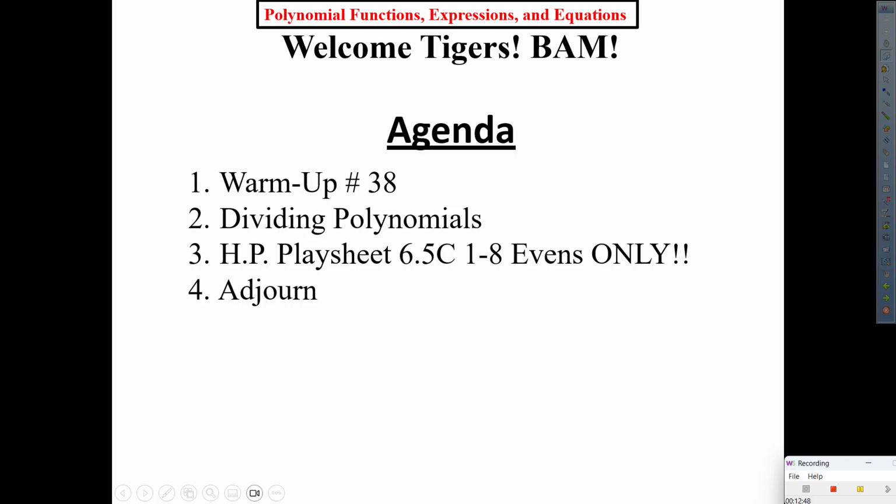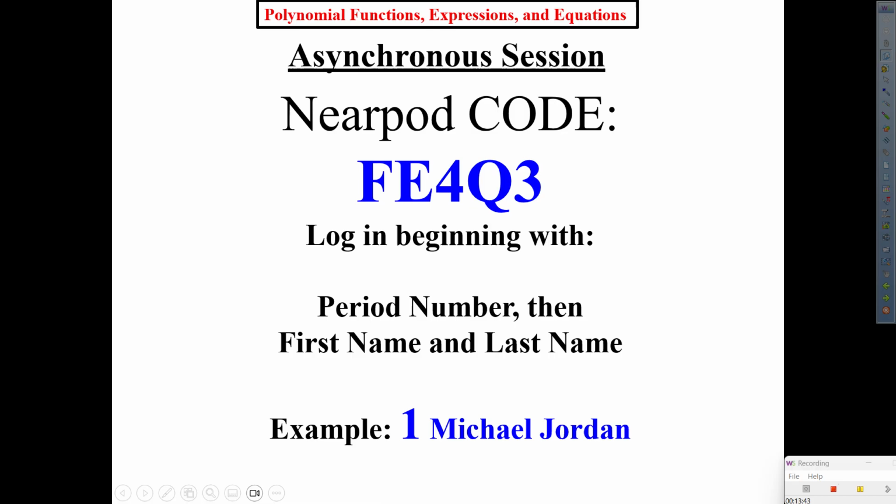So, today we're going to be doing that. So, copy the agenda. Once again, warm-up 38 done. Today we're going to be dividing polynomials. And tonight's home play, play sheet 6.5C, 1 through 8, evens only. Copy this code to access the home play. FE4Q3. Write that down, please. FE4Q3.